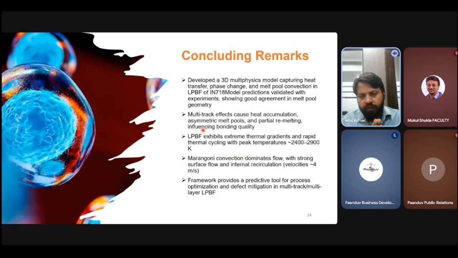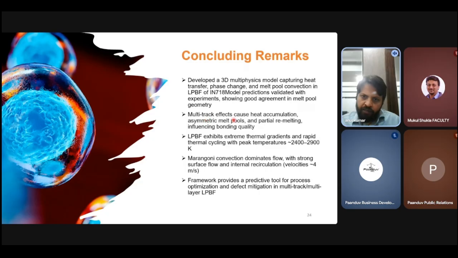So, findings of these studies with the actual values: this study was recently showcased at a conference, and once it is published or accepted for publication, you can see the actual values that I have taken for consideration. Apart from that, we have some concluding remarks regarding the three-dimensional multi-physics modeling that can capture heat transfer, phase changes, and melt pool convections in LPBF of Inconel 718.